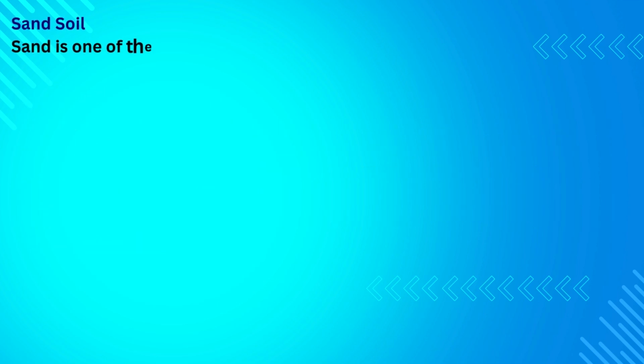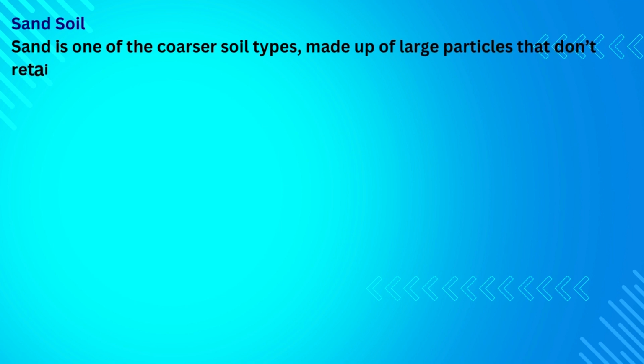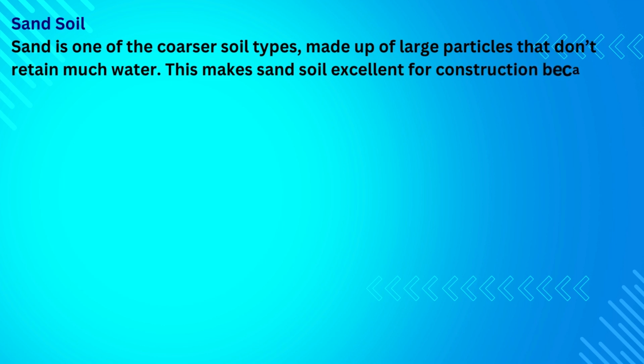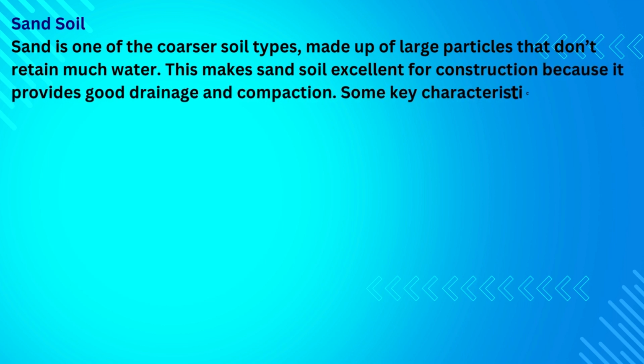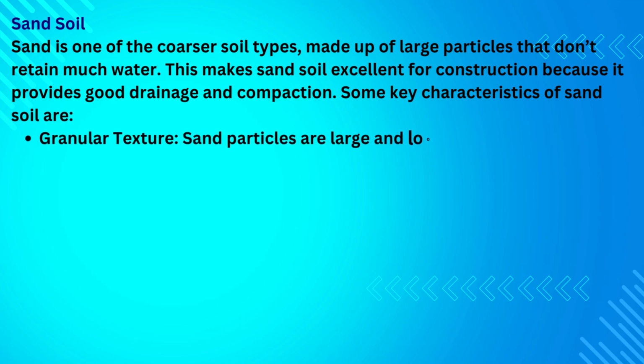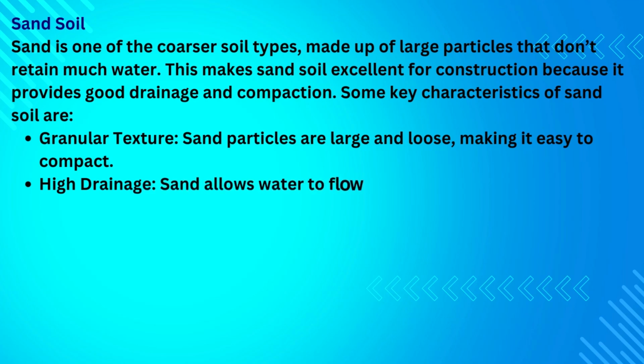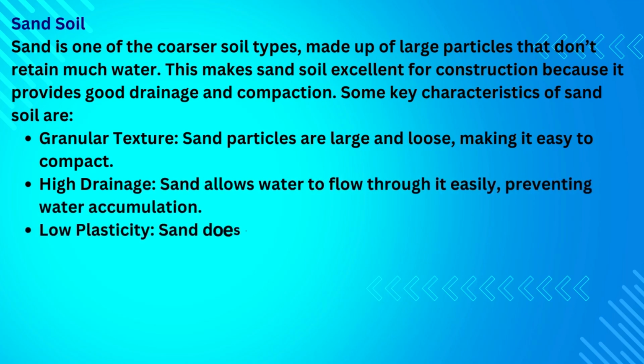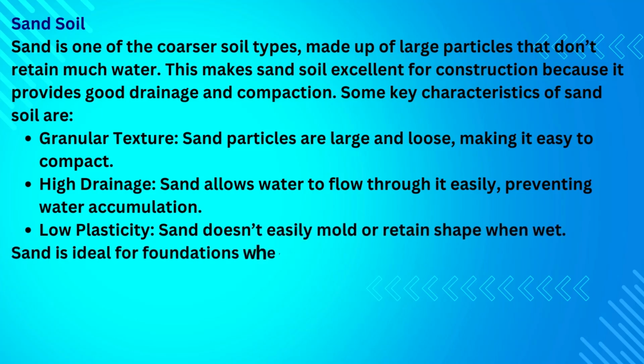Sand soil. Sand is one of the coarser soil types, made up of large particles that don't retain much water. This makes sand soil excellent for construction because it provides good drainage and compaction. Some key characteristics of sand soil are: granular texture. Sand particles are large and loose, making it easy to compact. High drainage. Sand allows water to flow through it easily, preventing water accumulation. Low plasticity. Sand doesn't easily mold or retain shape when wet.